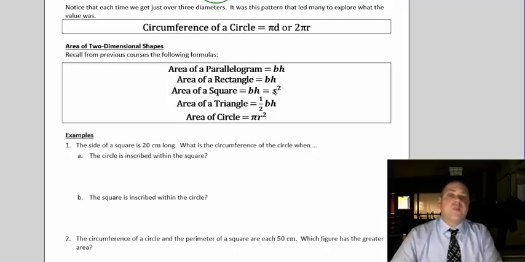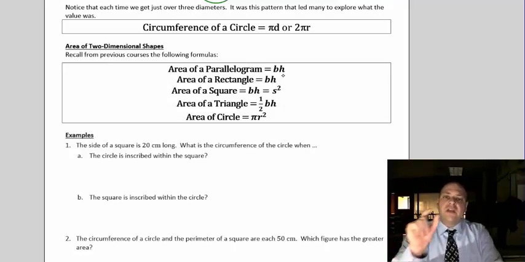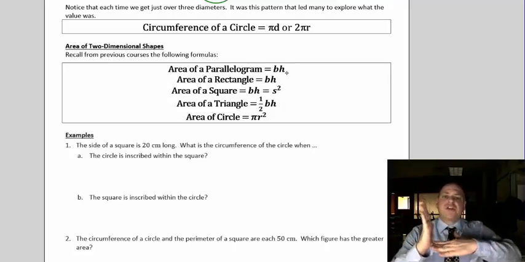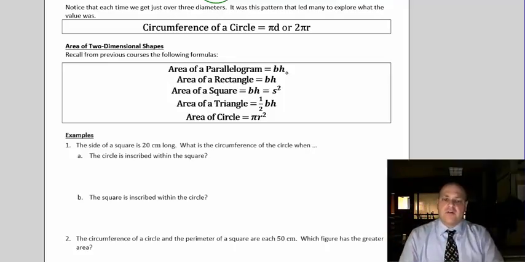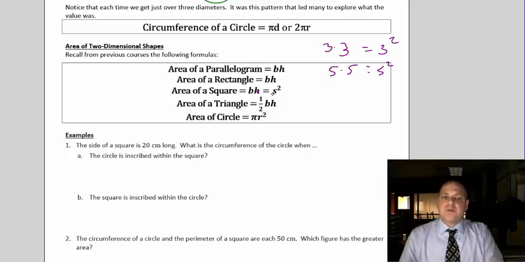A square is also base times height, but because the base and the height are equal, we just call them S for side, and then we say it's side squared. If B and H are the same number, if it's 3 times 3, for example, isn't that 3 squared? If it's 5 times 5, that's 5 squared. So we just call it S squared for area of a square.